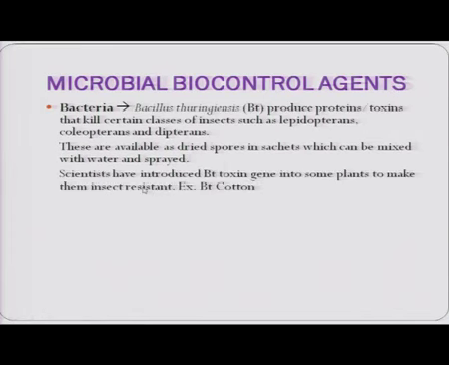And recently, not recently, but quite recently, the scientists have introduced Bt toxin gene into some plants as well, and these kind of plants in which the gene has been altered is known as genetically modified plant. So, genetically modified plants have been obtained by inserting the Bt toxin gene. The most common example is the Bt cotton. Almost all the cotton which we are growing today in India is Bt cotton.